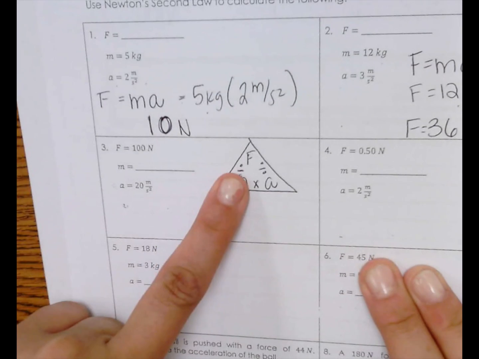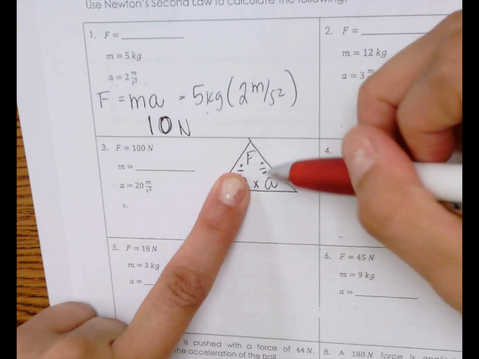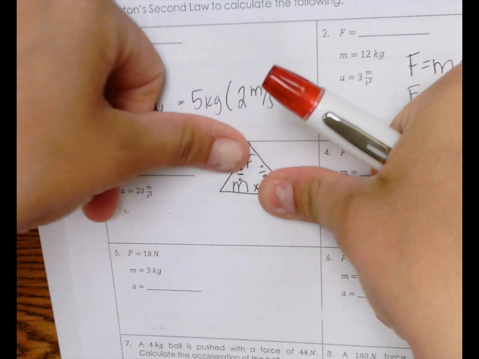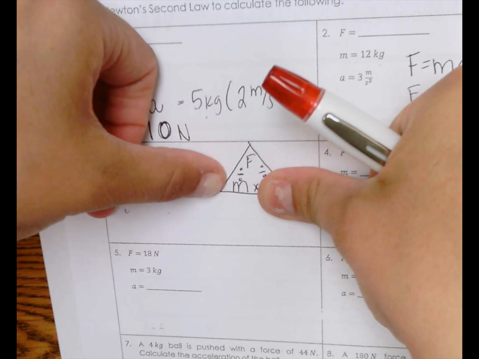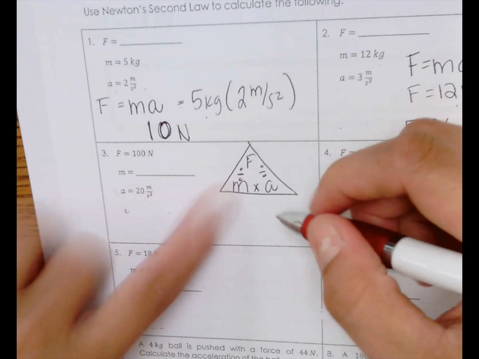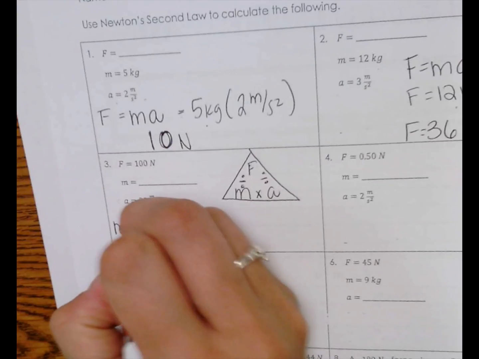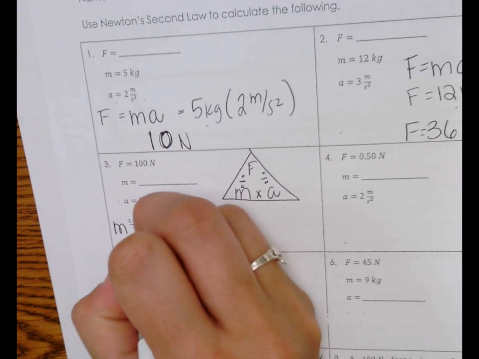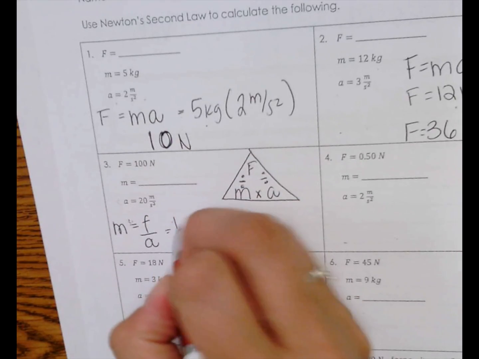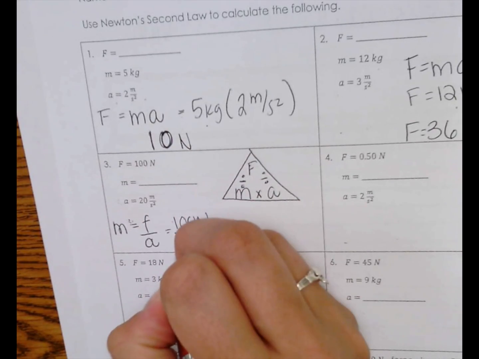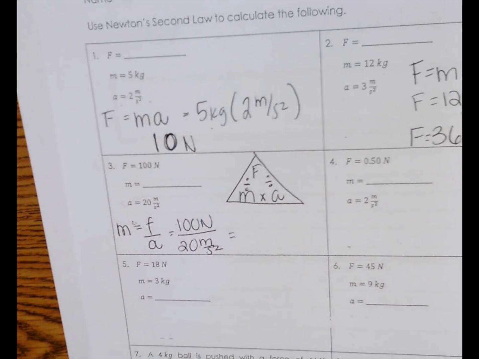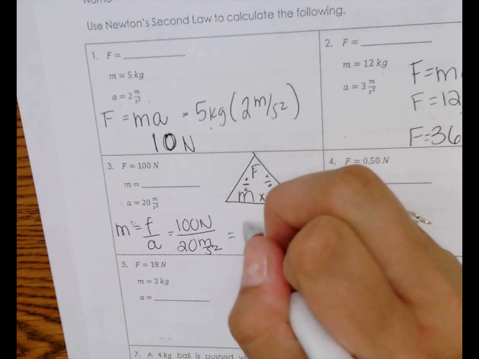When we're looking for mass, what do we have? Force over acceleration, or force divided by acceleration. When I look for acceleration, I've got force over mass, or force divided by mass. So for mass, cover that one up, is force divided by acceleration. So mass is equal to force divided by acceleration. So all you have to do is you take 100 newtons divided by 20 meters per second squared. 100 divided by 20 is 5.